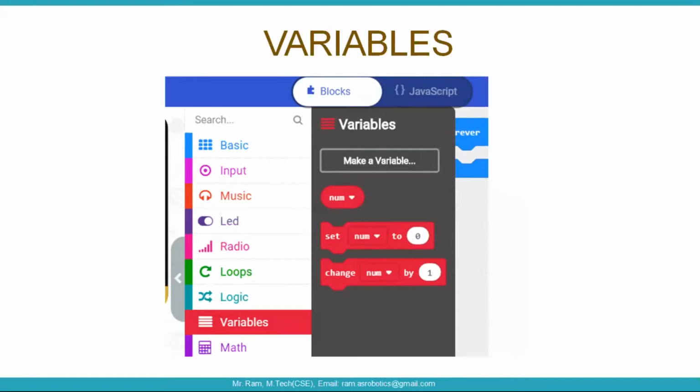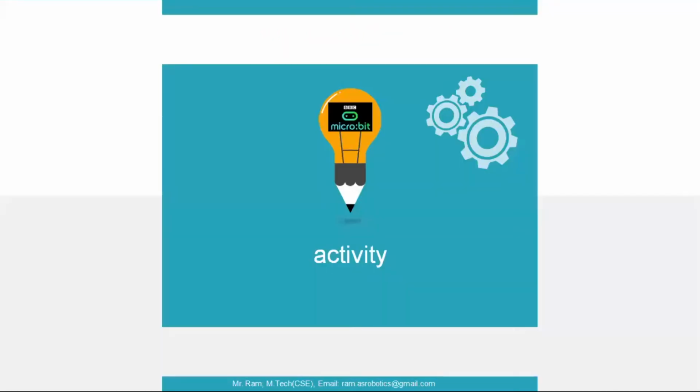See, the first block holds the value. So how can we give the value? Using the set block, we can give the value. How can we see the values, and where is it storing? It is in the variable. Suppose you want to update or change, or perform some operation, then you can go to change. This way we can create the variable.